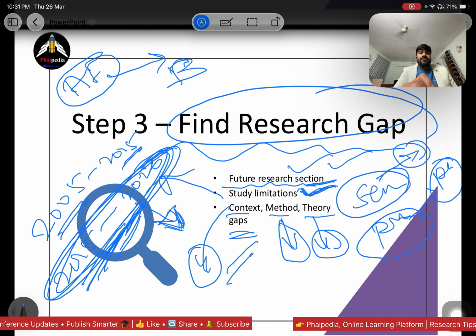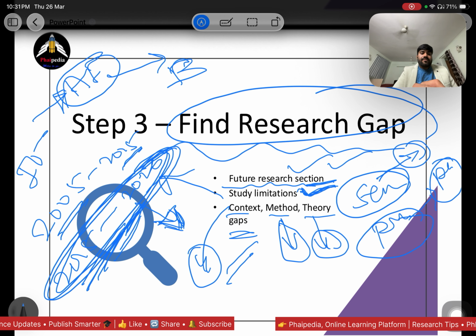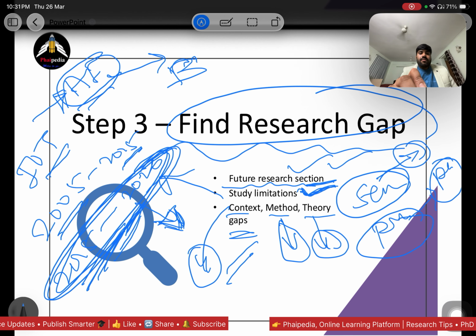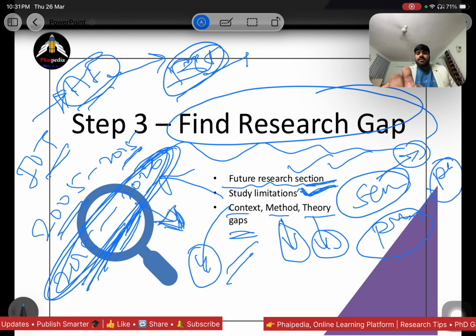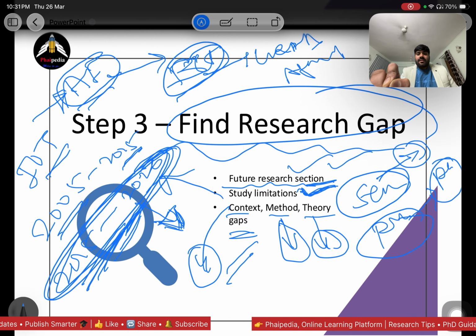Basically, look at the research in recent years. Earlier, the research was on IoT, AI, blockchain. Now the research is on generative AI, agentic AI, and so on.